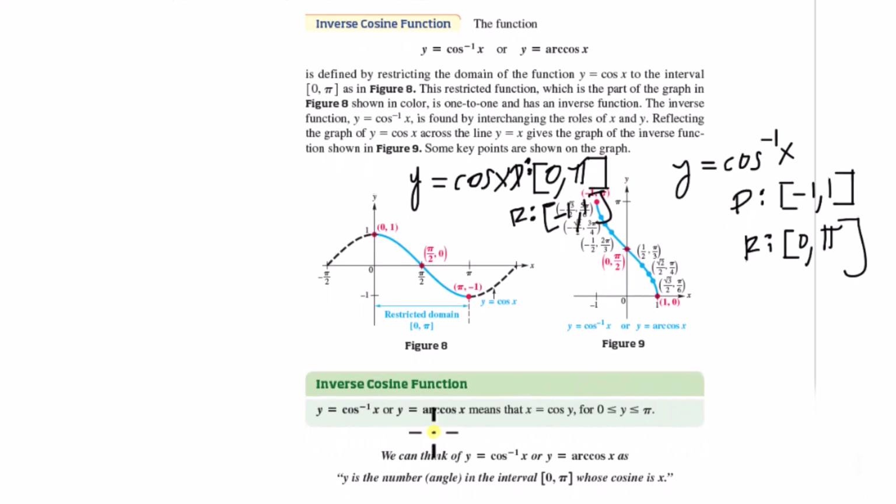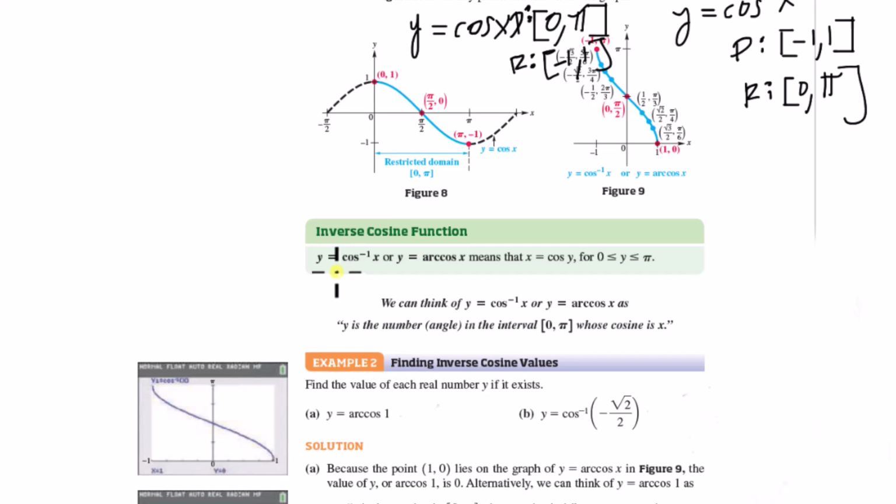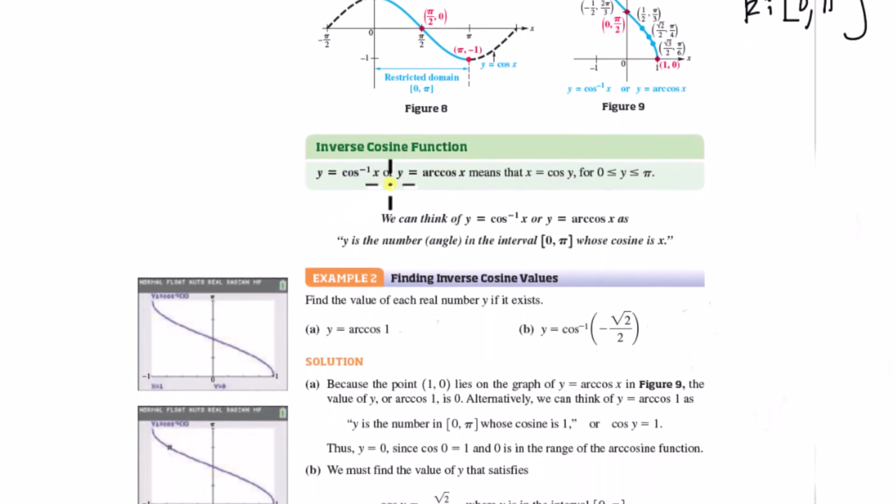Okay, so there's the inverse cosine function. y is equal to cosine -1 of x, or y is equal to arc cosine of x, means that x is equal to cosine y. It's saying that the output of arc cosine x is an angle such that if you took the cosine of that angle, you would get the argument that you put into the inverse cosine function. And the angles it's going to give you are strictly from 0 to pi, and that's it.